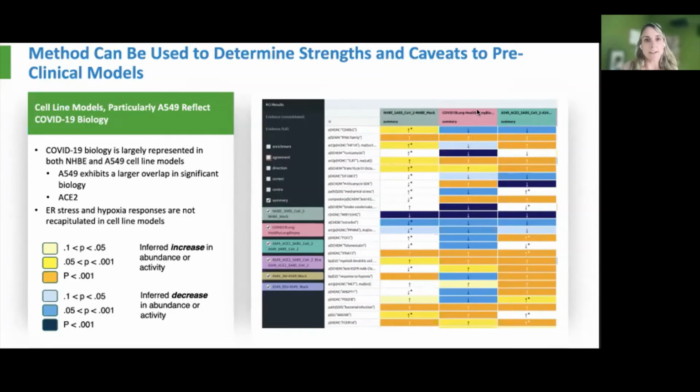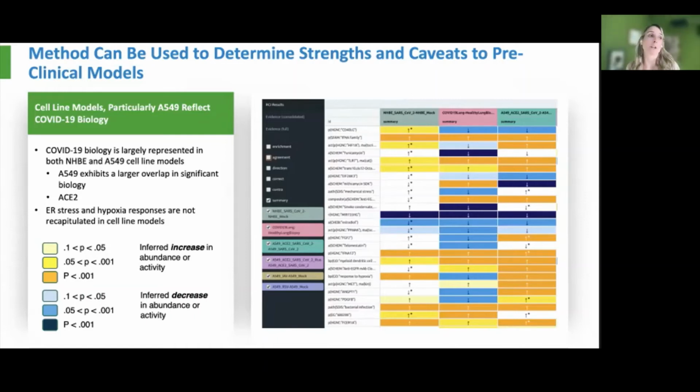So what we're looking at here is this middle column, the COVID model from the human lung. On the left-hand side, this was the NHBE cell line model. And on the right side, this was the A549 cell line model where they overexpressed ACE2. And you can start to get a very fine-grained mechanistic view of what's going on in one cell line over another. And this type of mechanistic view helps you make decisions about which cell line you're going to move forward with. And this is something that's a very tangible problem for folks in industry.